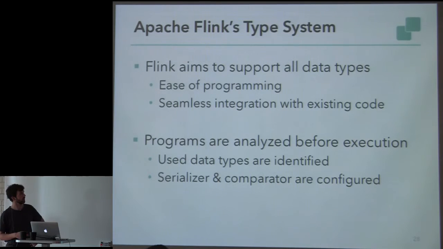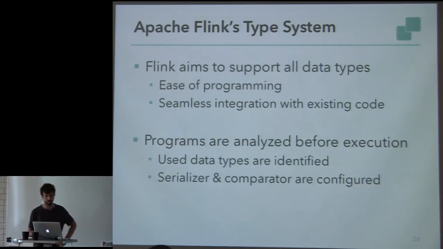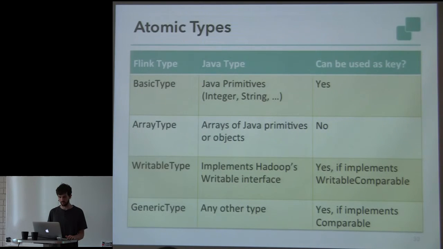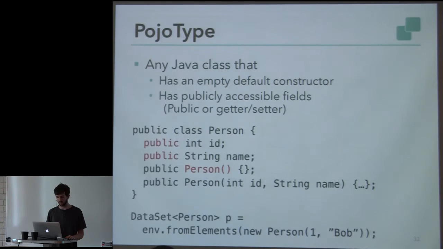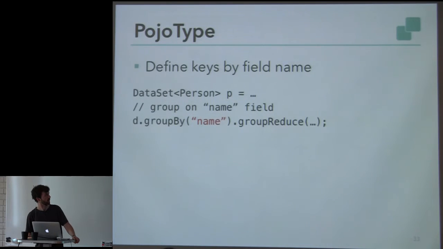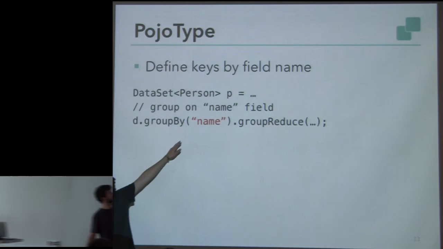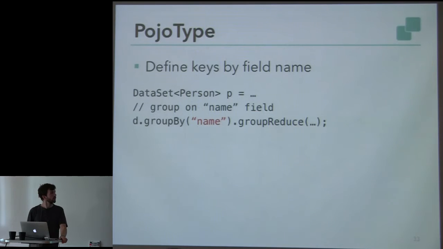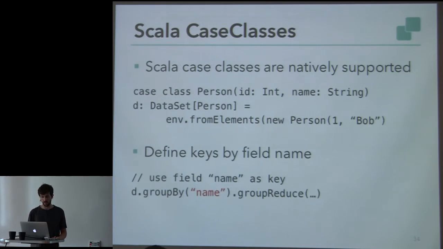Okay, here I wanted to talk about the type system, but it's probably not so interesting. I'm going to skip this part. You can also use POJOs, your own objects, as data types, or you can use this syntax to select fields by name, which is nice because you don't have to remember whether it was the first or second field. And Scala case classes are also supported.